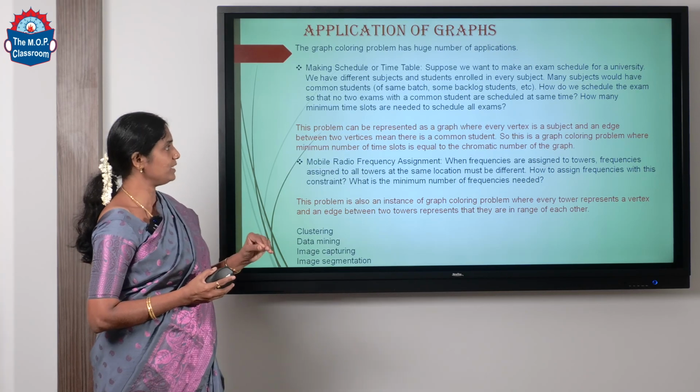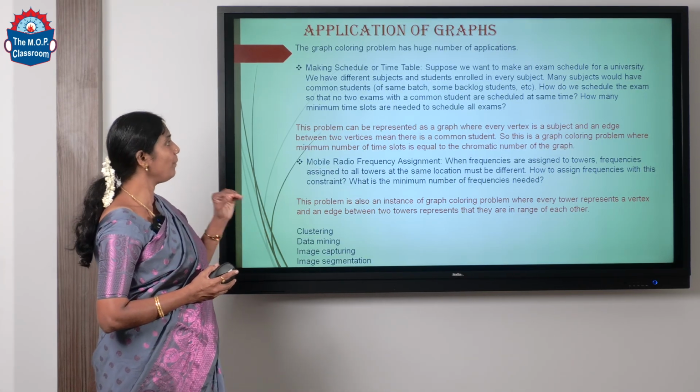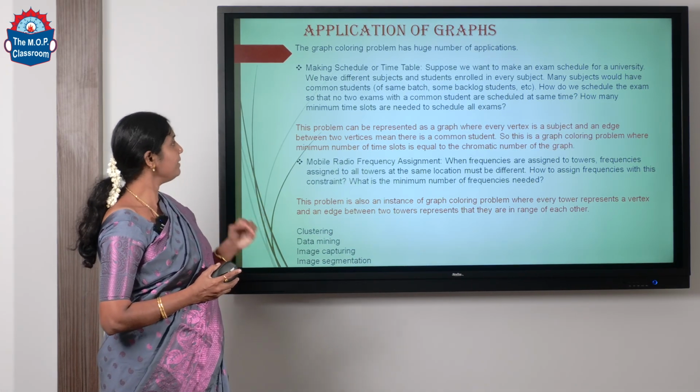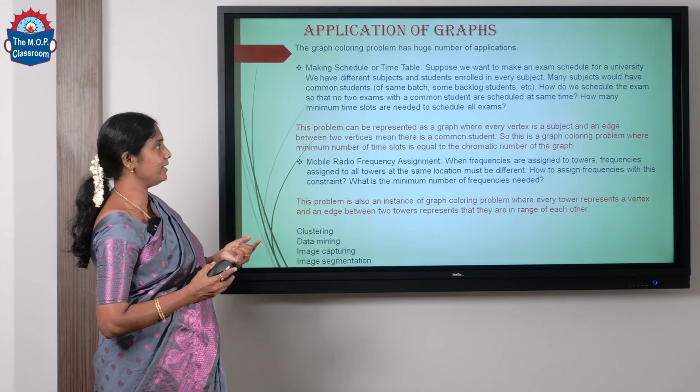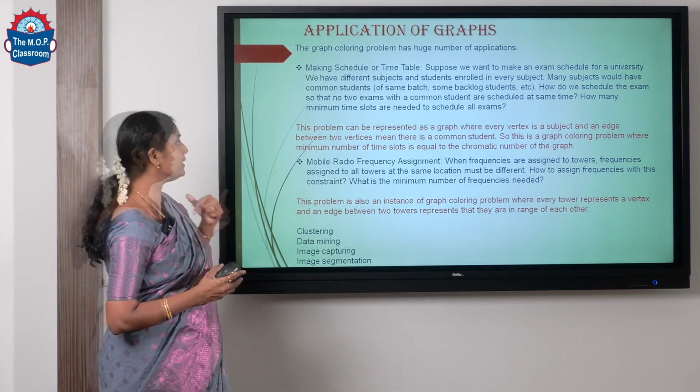So you have to see that the scheduling is done in a very proper way such that common students are not given two subjects at the same time. At the same time, how many minimum time slots are needed to schedule all exams? Now this kind of problem can also be approached using graph theory concepts.